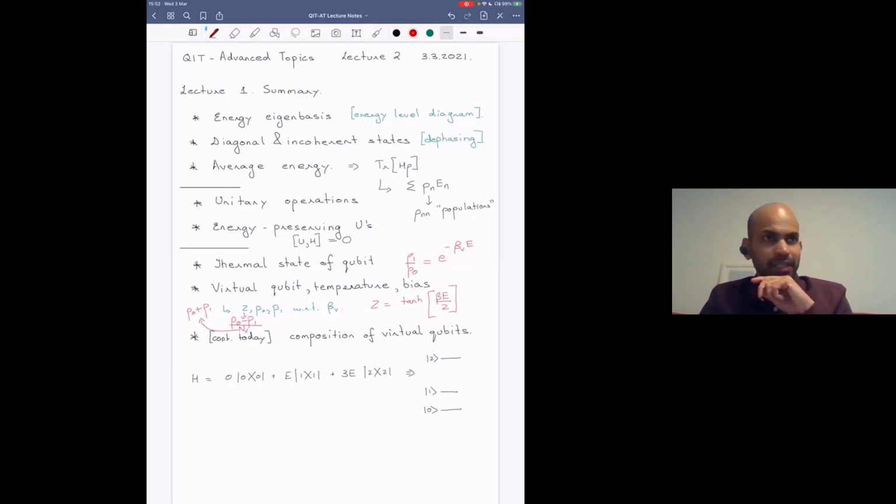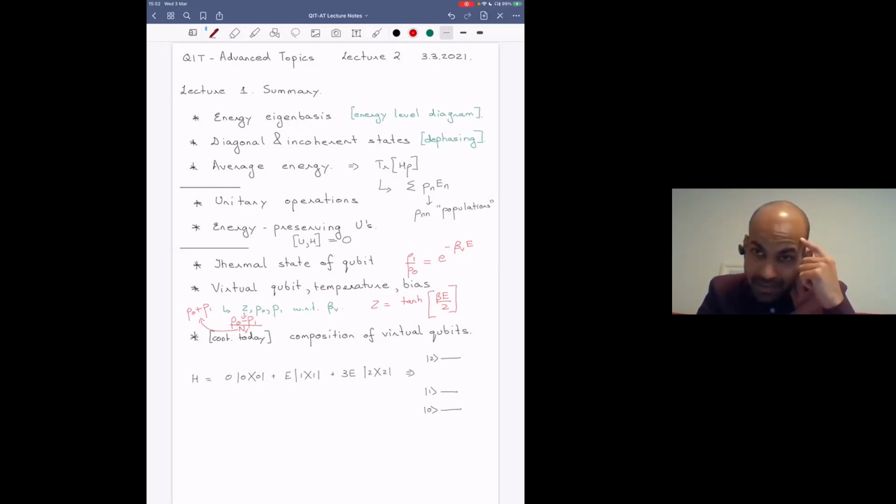Now I say E here, but E always refers to the difference in energies between the top energy level and the bottom energy level of the virtual qubit. So this is something that's very important. When we look at the virtual qubit and virtual temperatures and such properties, it's always the ratio of populations that matter, and it's always the difference in energy that matters for our formulae.